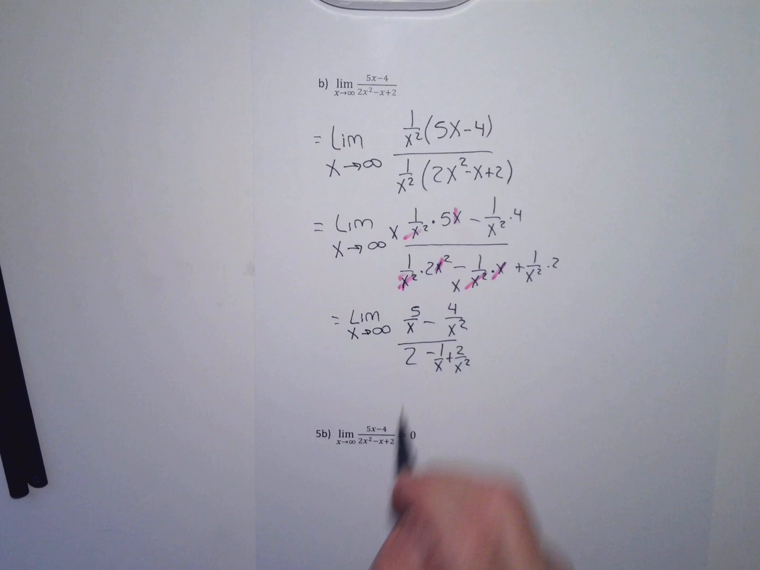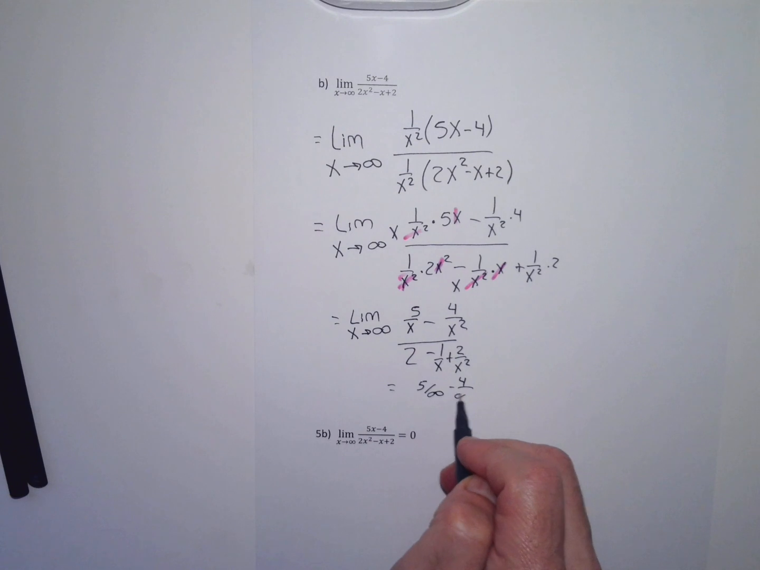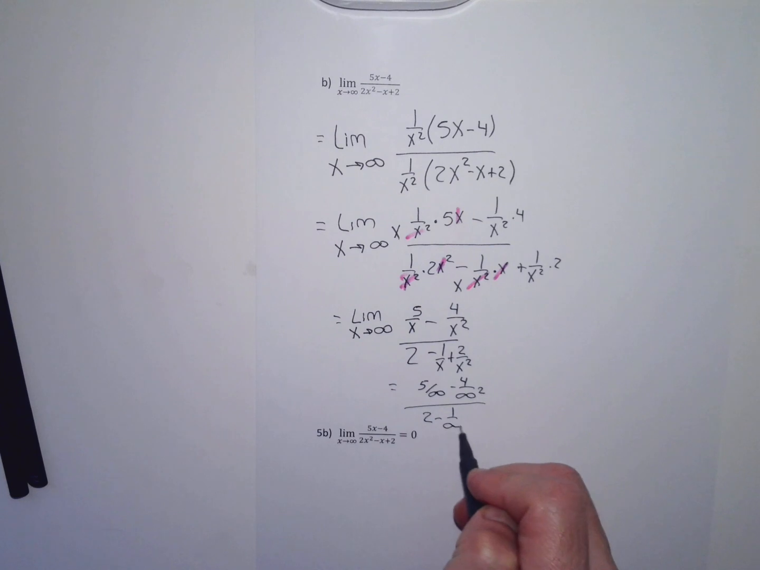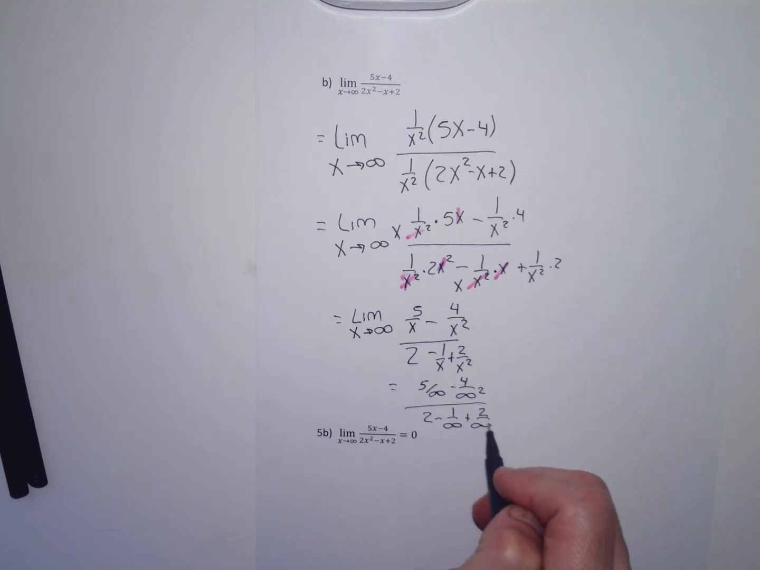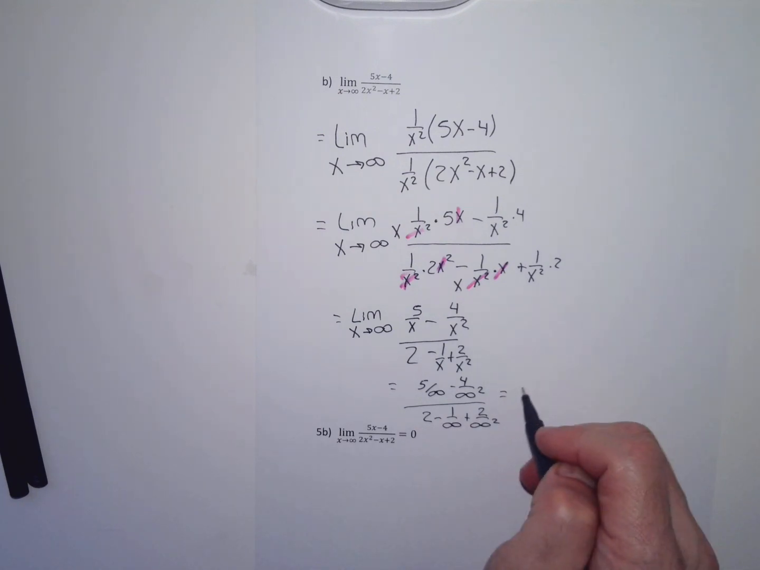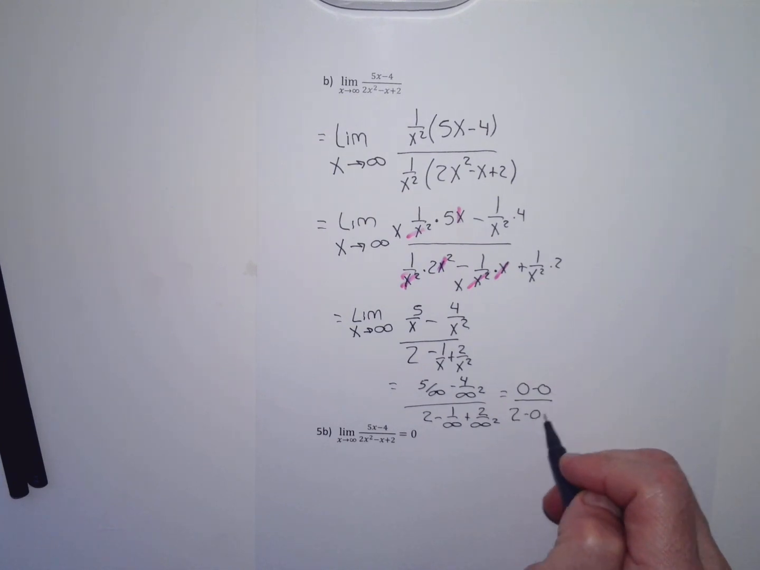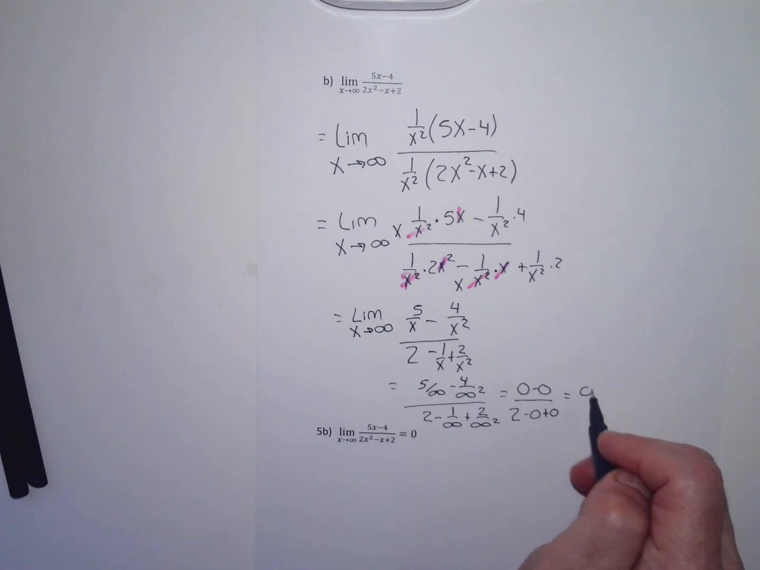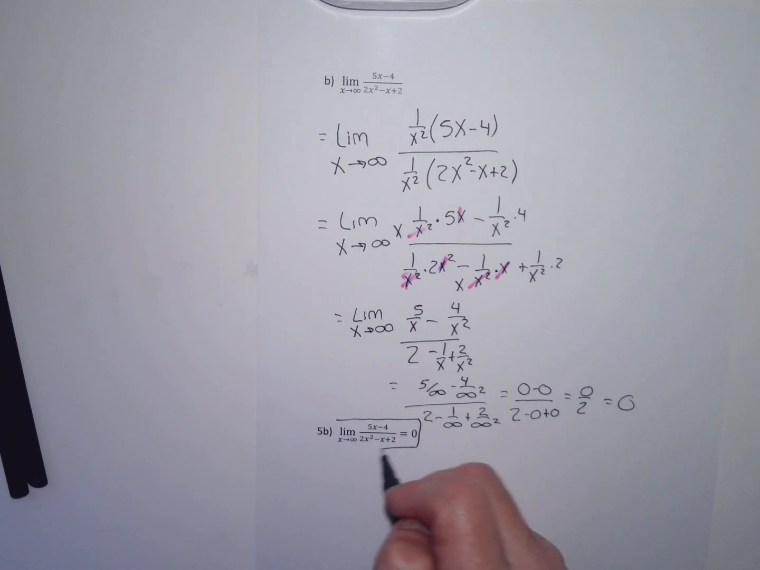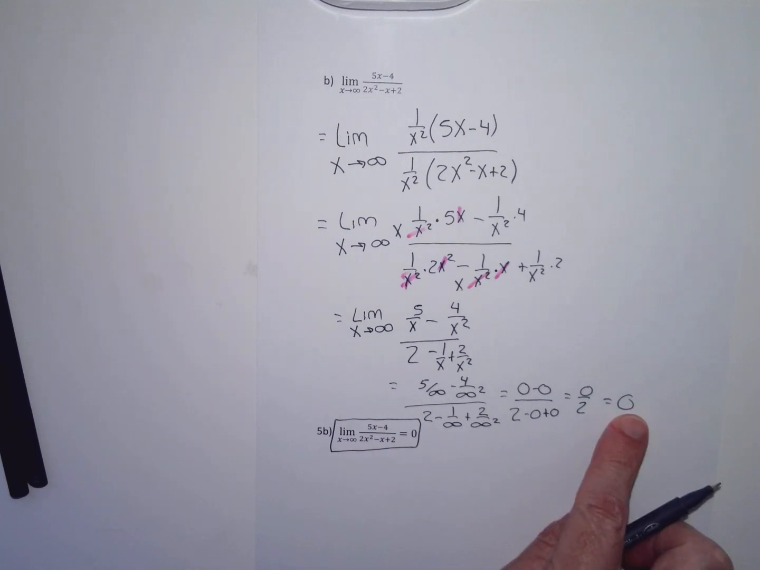So now I can plug in the infinities and get 5 over infinity minus 4 over infinity squared in the numerator, and 2 minus 1 over infinity plus 2 over infinity squared in the denominator. All the fractions that have an infinity or infinity squared in the denominator are going to be reduced to 0. So I get 0 minus 0 over 2 minus 0 plus 0. That gives me 0 over 2, and fractions with 0 in the numerator are equal to 0. My answer to 5b is just the number 0. Again, you can write the answer with the problem or just write the number. 0 is the number here for the answer.